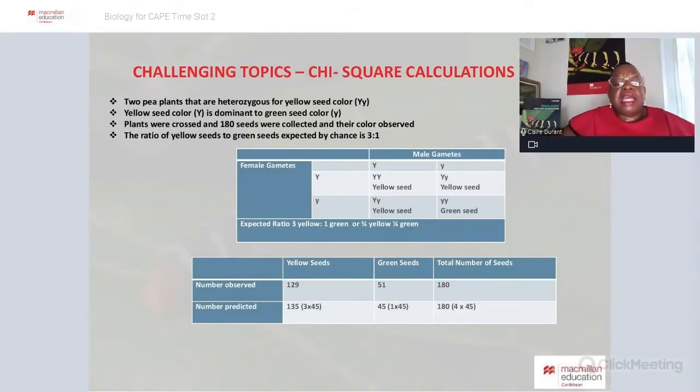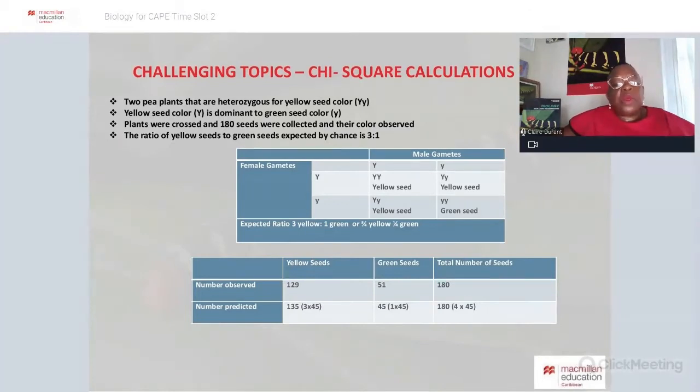And you can see here that the green seed is when we have the two small y, which normally represents the y. Here, the yellow seed color Y is dominant, and the small y is for the recessive. So from the number observed, we collected 180 seeds, remember? So we collected 129 yellow seeds and 51 green seeds, which is a total of 180.